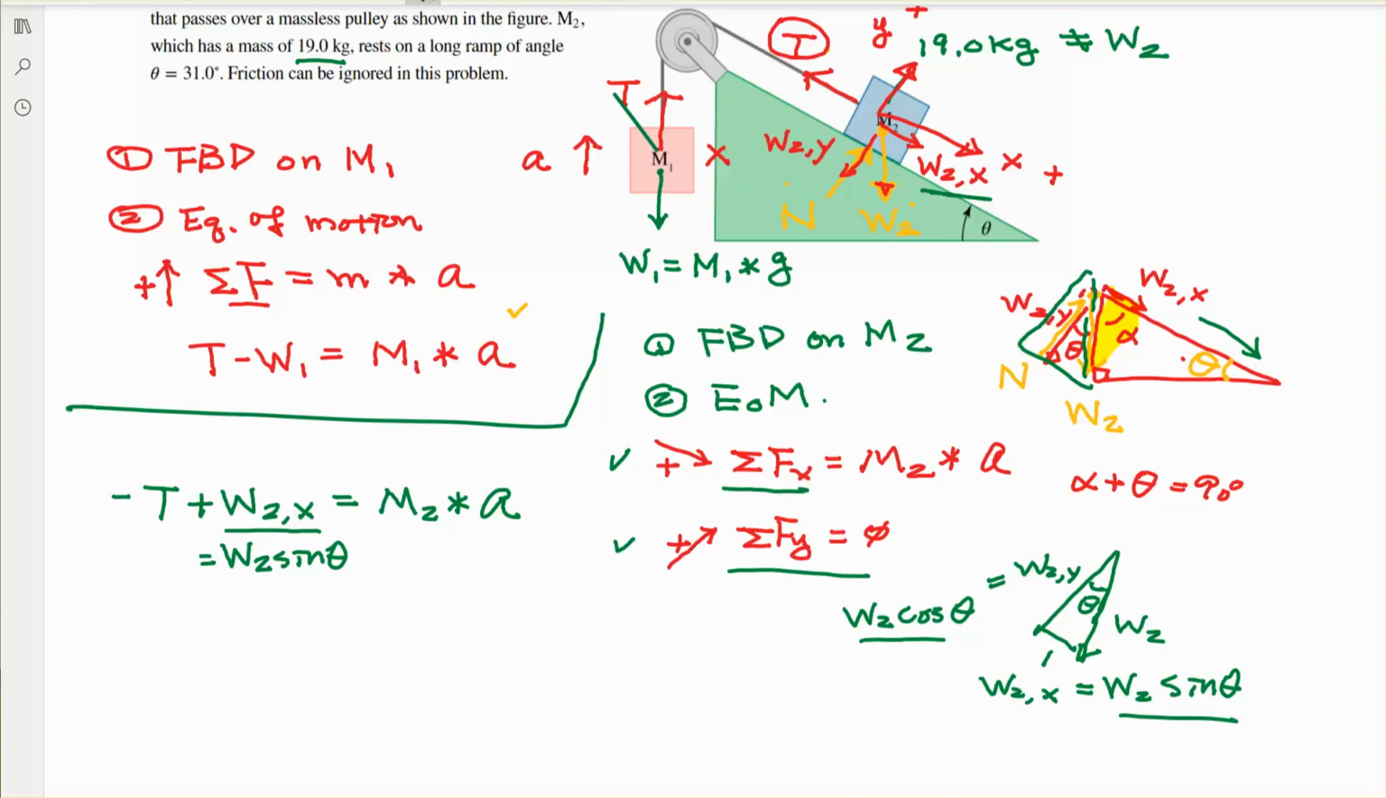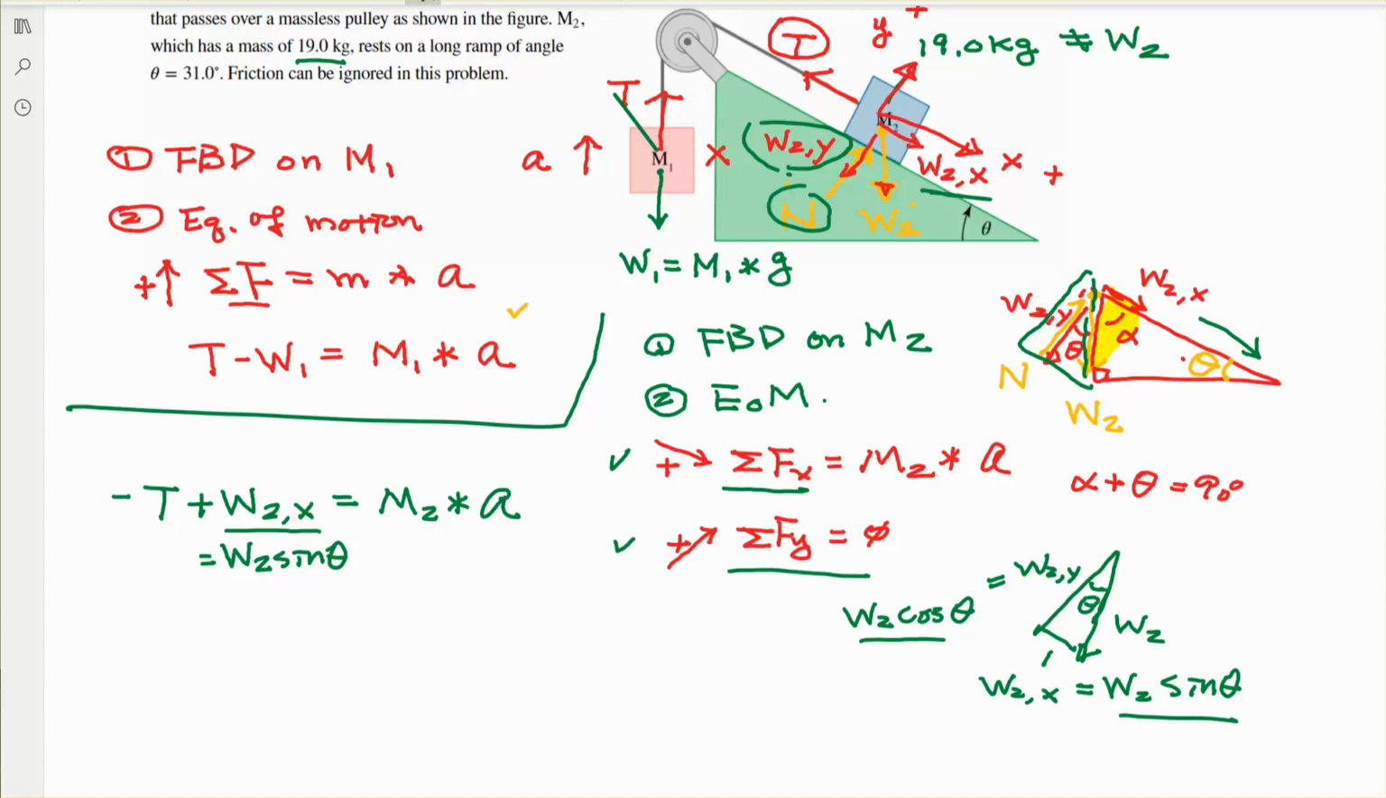So what are the forces acting in the y direction? You have a normal force. You have a force that is this one here. Are they going in the same direction? The normal force goes against the block. The weight of 2 goes against the ramp. So they are in the opposite direction.